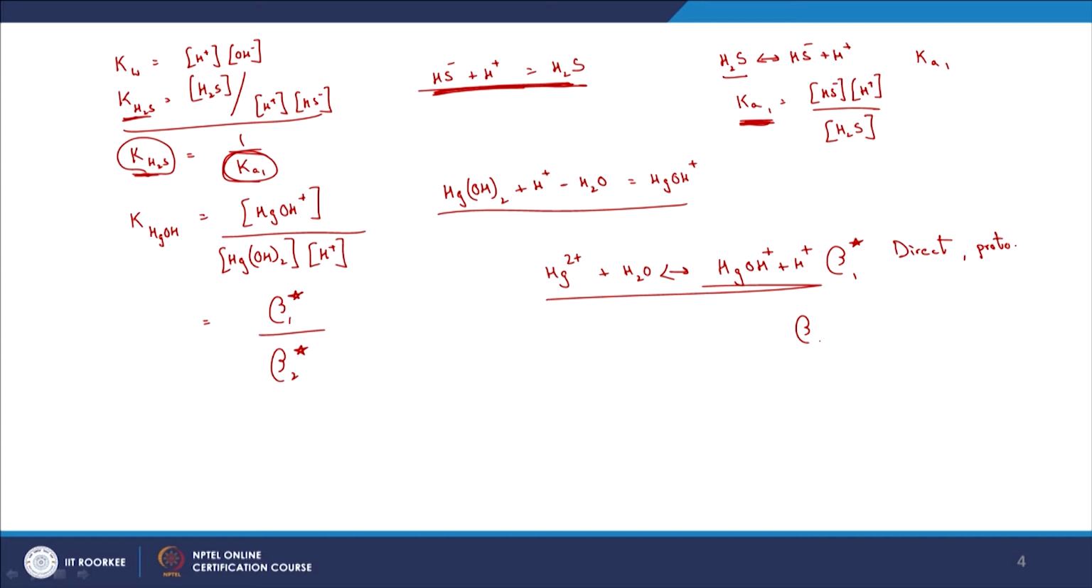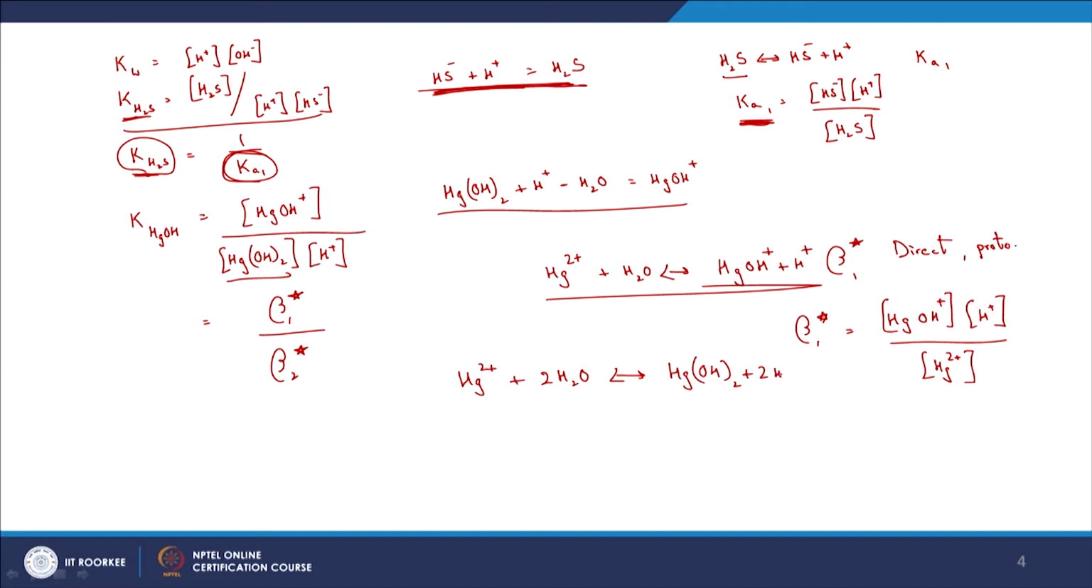And what is beta 1 star obviously? It is equal to HgOH plus into H plus by Hg2 plus, right? Yes, and what would it be for Hg(OH)2? I am now trying to form Hg(OH)2, similarly, I guess, Hg2 plus plus 2H2O in equilibrium with Hg(OH)2 plus 2H plus, and this would be beta 2 star, right? And beta 2 star is obviously equal to Hg(OH)2 into H plus square by Hg2 plus, right?